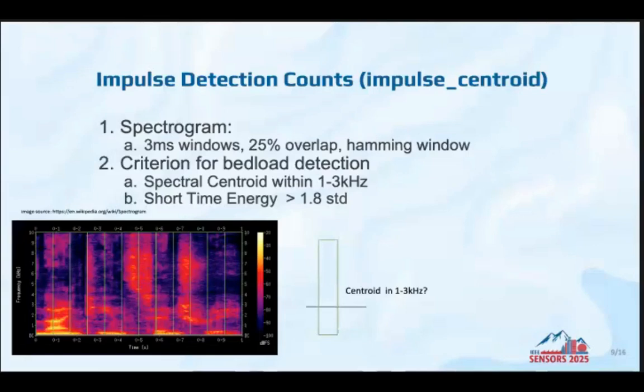This is trying to detect an interparticle collision, which has been shown to have a peak frequency between 1 and 3 kilohertz, at least from the study that this is based on. And then if the energy of that collision is above a certain level, we count that as a detection. Our feature here is the number of detections in a given 1 minute of audio.